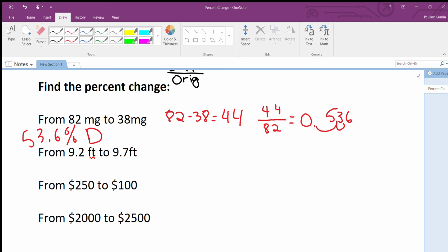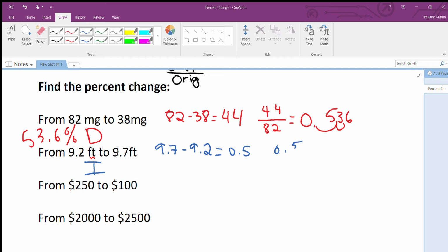Next, we have from 9.2 feet to 9.7 feet. I would like to avoid negatives, so I'm going to label this right away as an increase, and I'm going to do 9.7 minus 9.2. So I'm not really going in the order which it was listed. I'm doing larger minus smaller, and I'm recognizing the fact that it's increasing right off the bat.